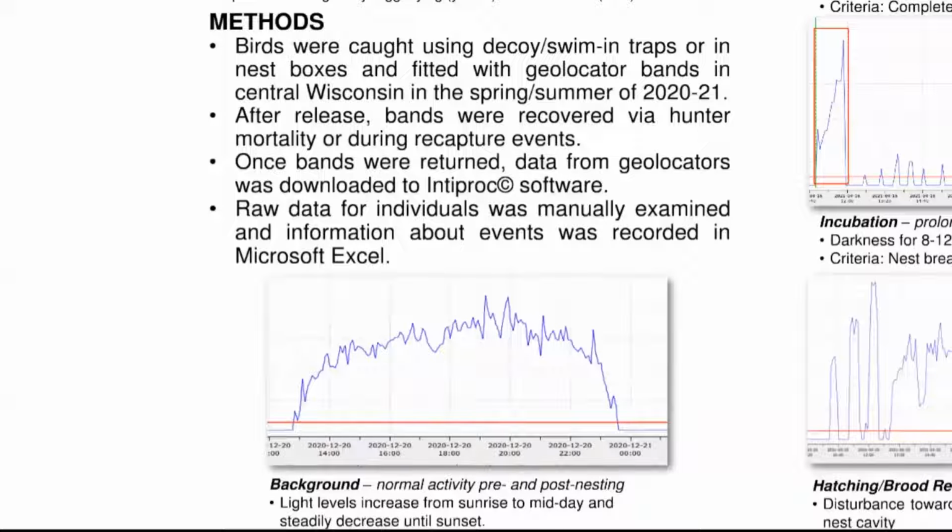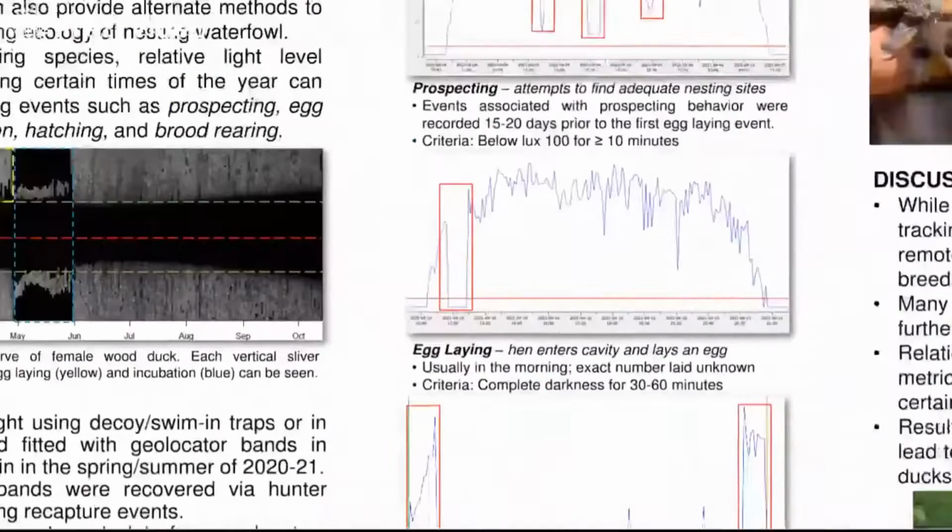For the rest of these graphs, time will be on the x-axis and light level will be on the y-axis. This first one shows what we call background. This is normal activity pre and post nesting. We see light levels increase from sunrise to midday, then steadily decrease until sunset. There is some subjectivity for categorizing and quantifying these events, which is why we developed these criteria.